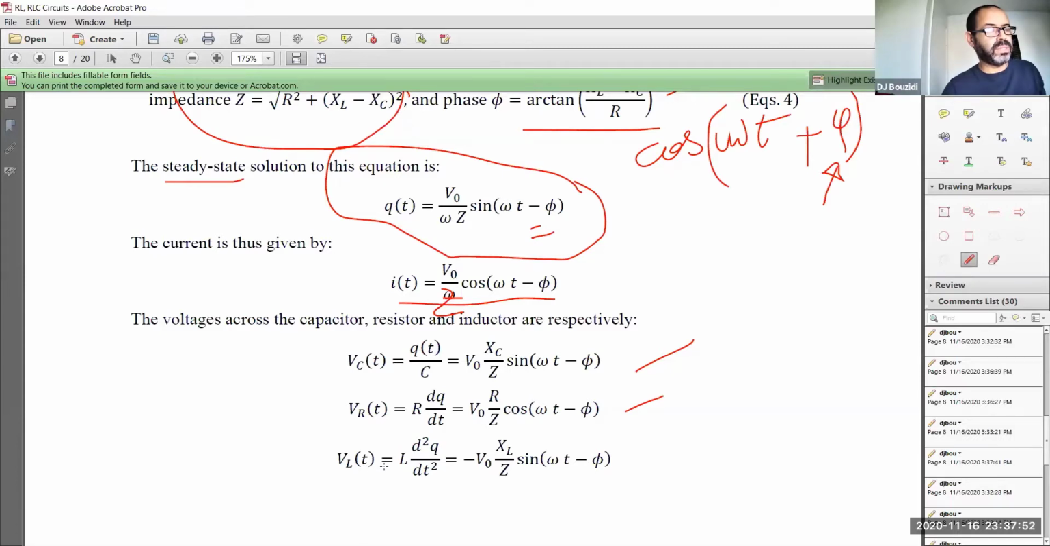And the V across the inductor is actually the derivative of this expression twice. So the derivative of the cos is a negative sine. Here it is. And the omega will come again, and the omega will drop one more time. And when you multiply it by L, that is actually X_L. So X_L divided by Z times V naught.